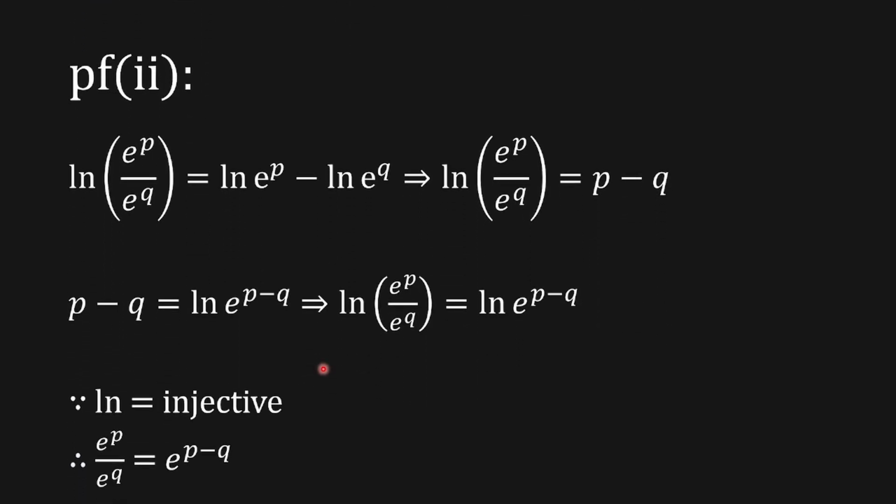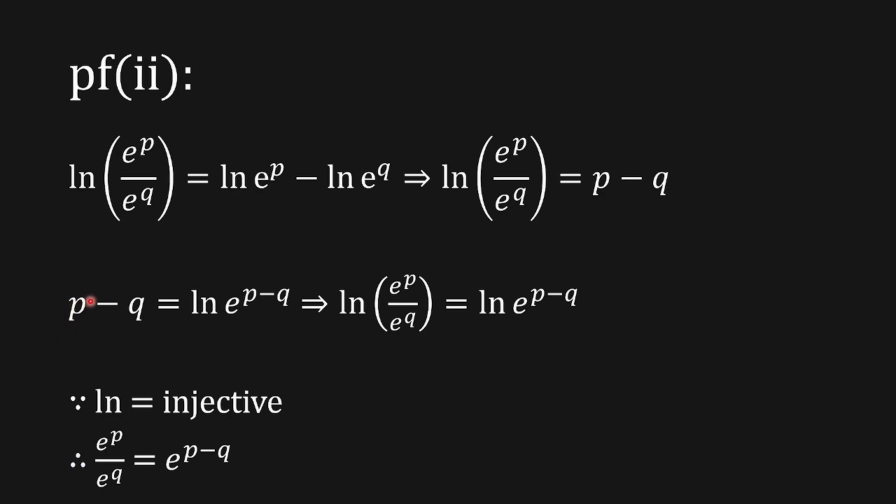Alright, proof of point 2. So basically the same thing. We have ln with input e to the p over e to the q is equal to ln e to the p minus ln e to the q, again by the first logarithmic law. This implies that ln of e to the p over e to the q is equal to p minus q. Again, this ln and this e are canceling out because they're inverse functions. That's how we have defined the natural exponential.